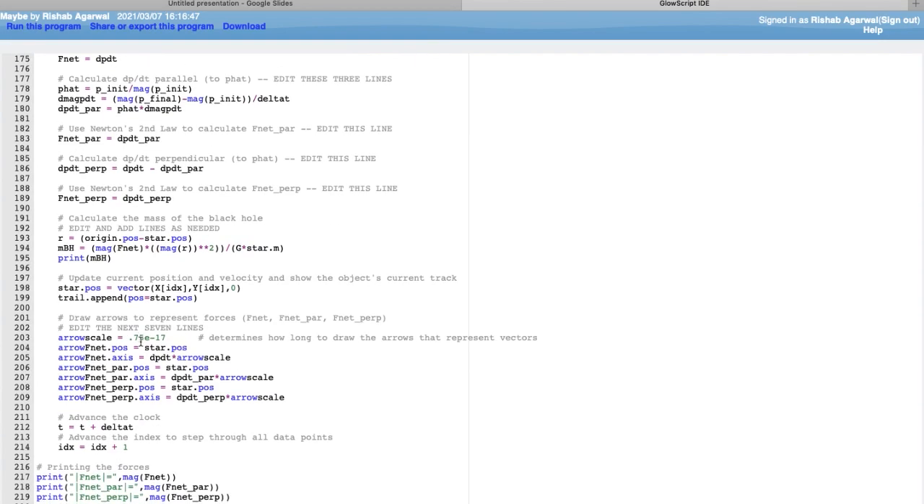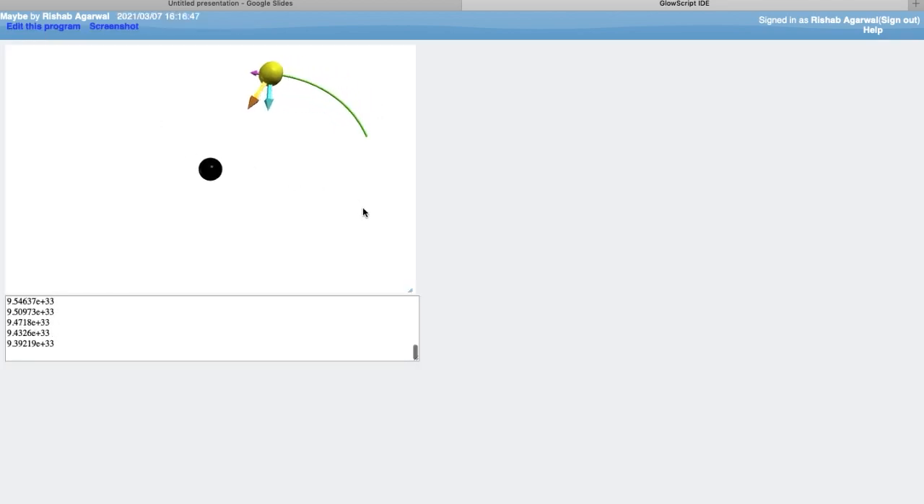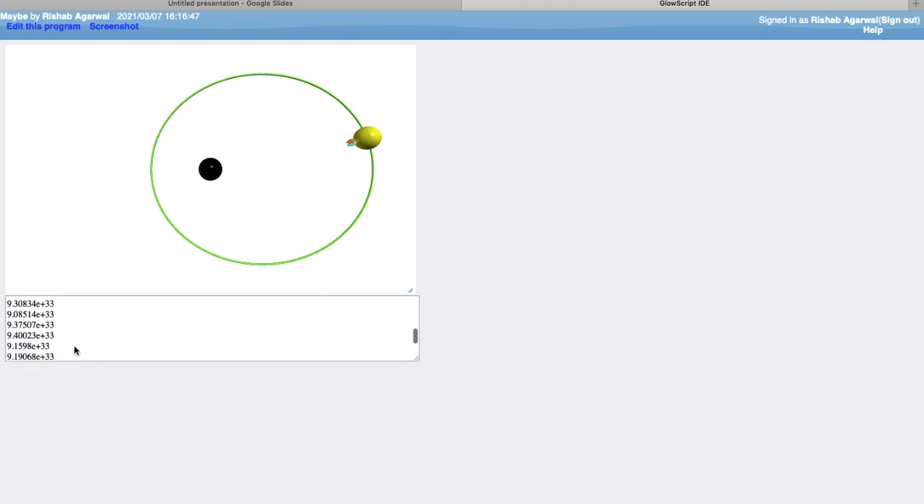Finally, in order to model our forces, we created arrows to depict our forces. We can see this once we run the code. When we look at this elliptical orbit, we can see that the magnitude of the forces, as can be seen by the arrows, increases and decreases based on the position of the star. We can also see that the mass of the black hole is not constant all the way throughout, which we'll discuss. We can also see the printed total F net parallel and F net perpendicular.